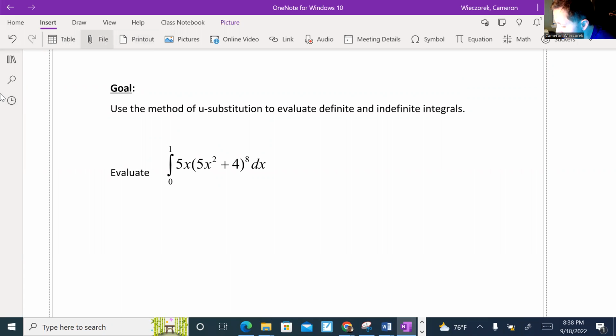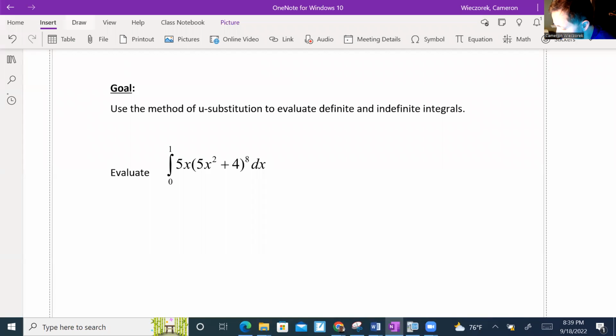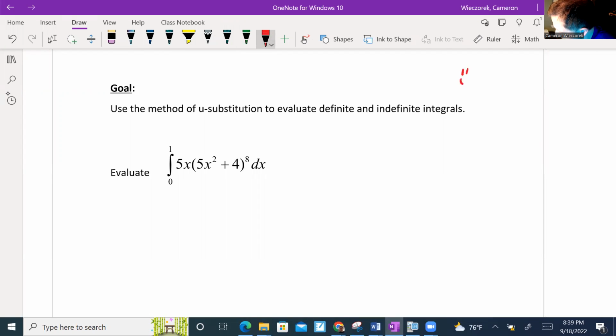So as an example, insert. Let's make sure the pen works. Draw. Smiley face.